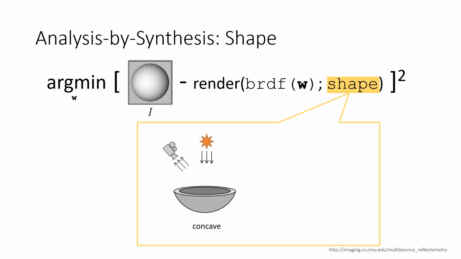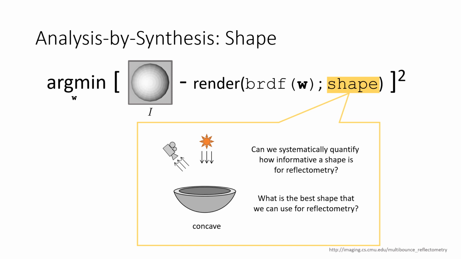This motivates 2 important questions. First, how can we systematically characterize how informative each shape is for reflectometry? And second, how can we design an optimal shape that maximizes the amount of information on the unknown BRDF available in a single image measurement? In the rest of the talk, I will show some first steps that we have taken towards answering these questions.